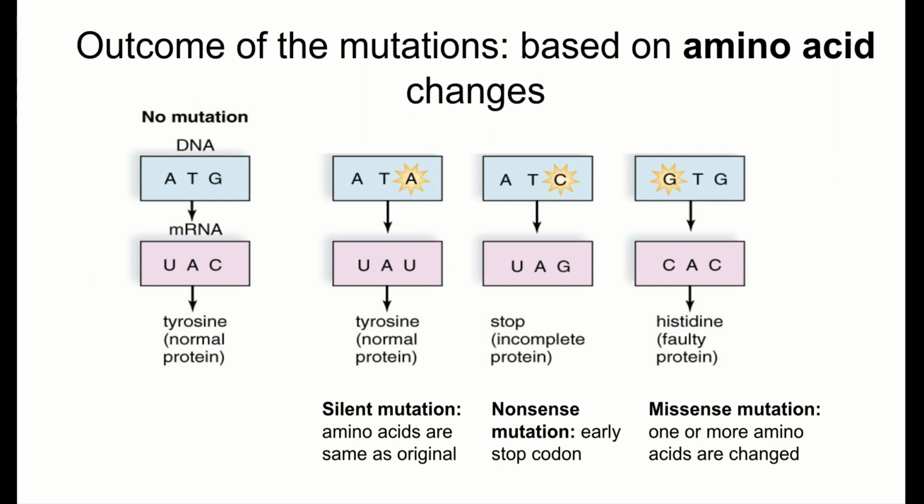You might have noticed what type of DNA change we saw in all 3 examples. All 3 examples were substitutions. So we had a substitution that resulted in a silent mutation, a substitution that resulted in a nonsense mutation, and a substitution that resulted in a missense mutation. You could say a silent substitution, a nonsense substitution, or a missense substitution.